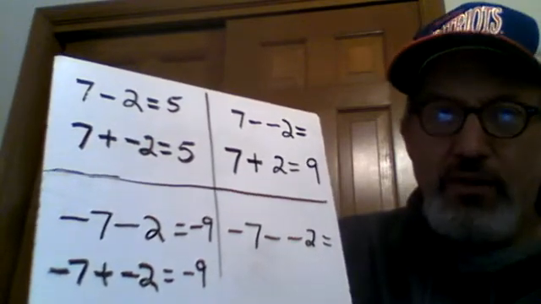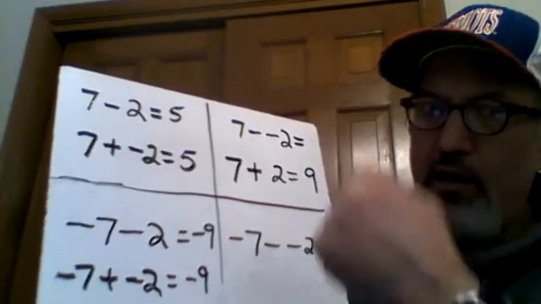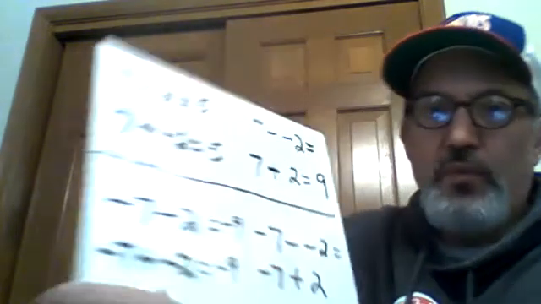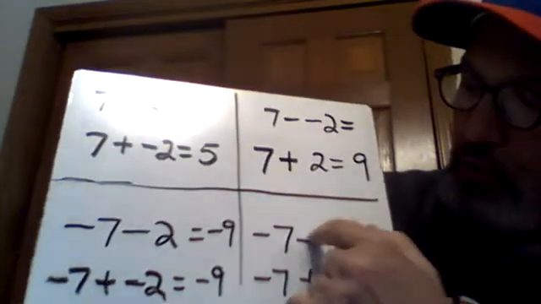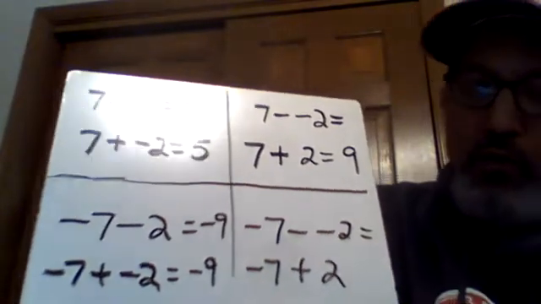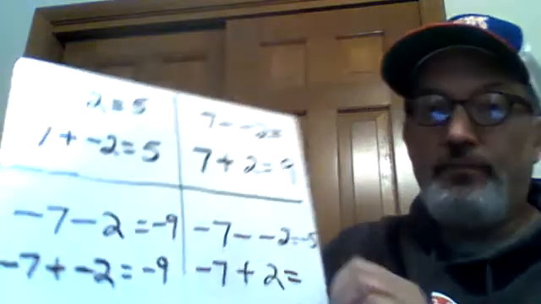Negative 7 minus negative 2. To subtract negative 2, add the opposite of negative 2. So this one becomes negative 7 plus 2, because the opposite of negative 2 is 2. To subtract negative 2, you add positive 2. Positive 2 being the opposite of the negative 2 up here. Negative 7 plus 2 is, of course, negative 5. Either way it's written, the answer is negative 5.